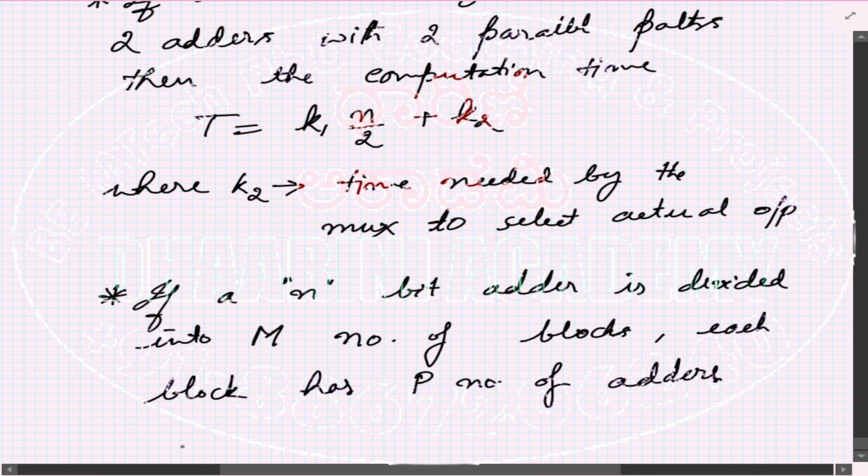All right, now, let us start with the propagation delay. In order to write a propagation delay, let's look at the components. Let's say K1. What is K1? This is the time needed by the carry signal to propagate through one adder cell.